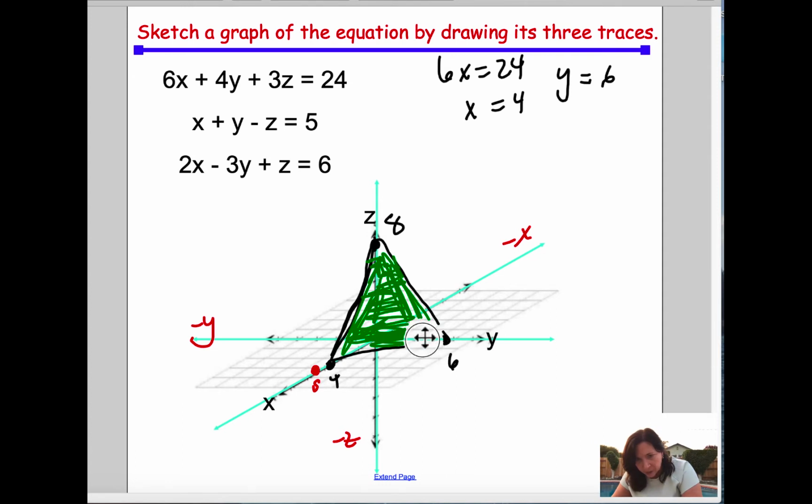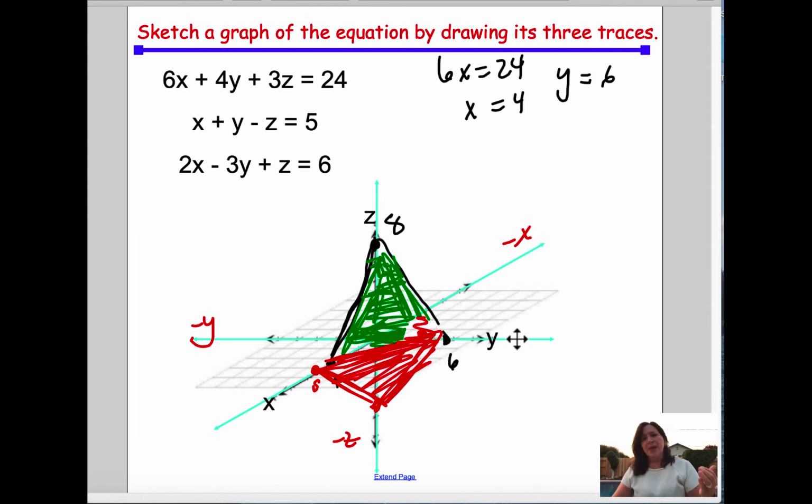Oh no, I'm in the minus. Oh, here we go. There's 5. Sorry about that. And then to find the z-intercept, z is going to be negative 5. So that's going to be down here somewhere. So for this trace here, this trace is going to look something like this.